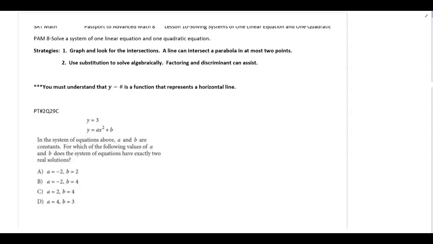Passport to Advanced Math Lesson 10 is solving systems of one linear equation and one quadratic. This is a higher level process, but there are strategies that can help you out with them. The first strategy: anytime it's a calculator based question, you can always solve each equation for y and then graph both functions and look for the intersection. And understand, a line can intersect a parabola at most 2 points.